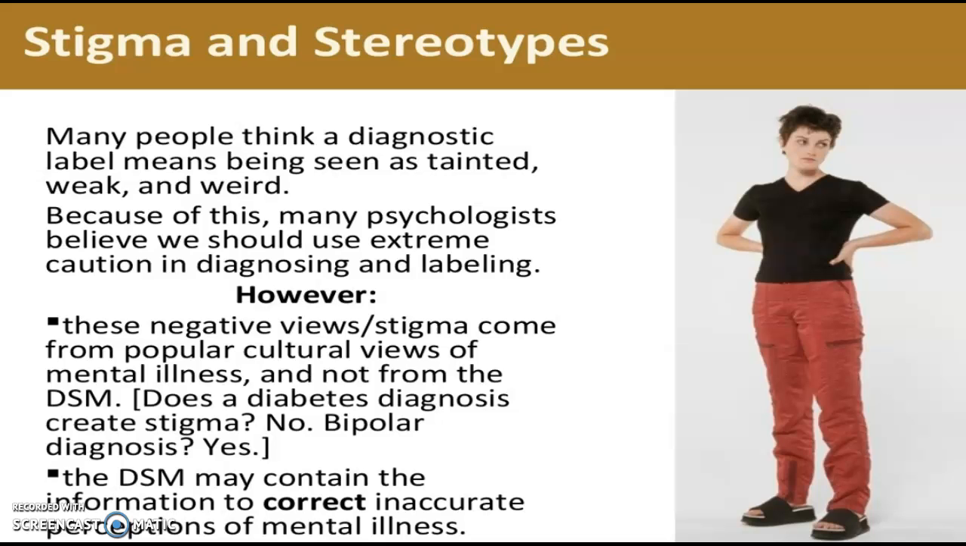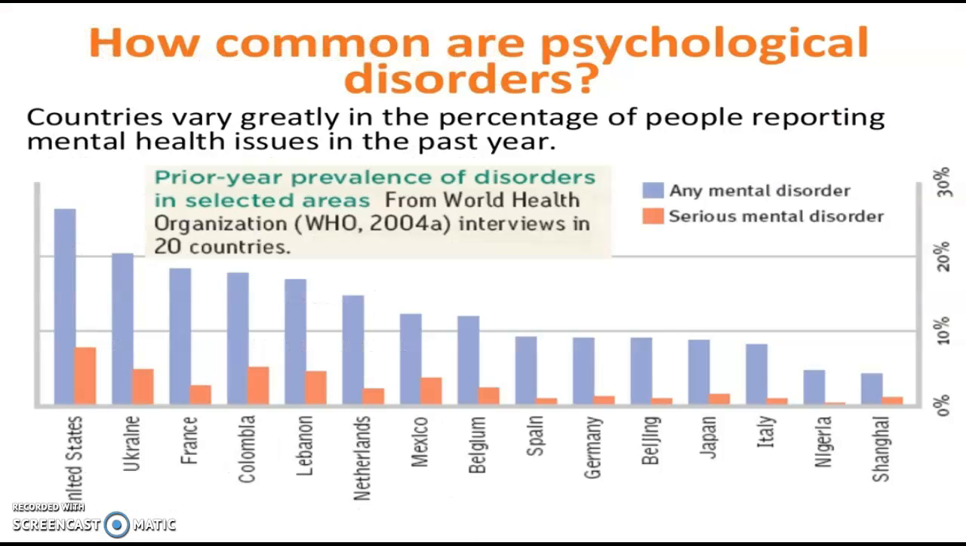And then lastly, as we look at just the prevalence of psychological disorders, by far and away, the United States, when compared to other countries with similar populations and similar industrialized status, is the country that seems to have the most individuals being diagnosed with any psychological disorder, as you see there on the blue. And we also have the highest percentage of individuals being diagnosed with serious psychological disorders. And the question really becomes why?